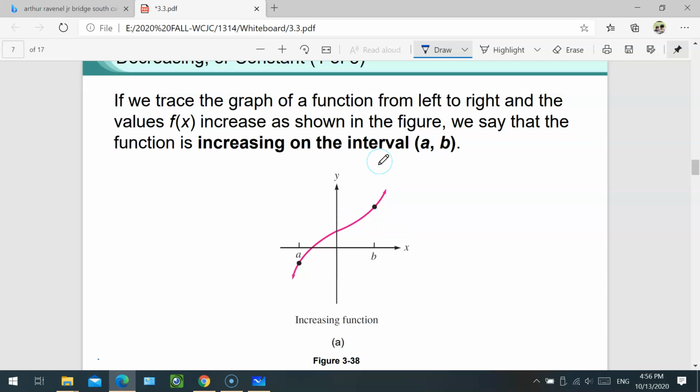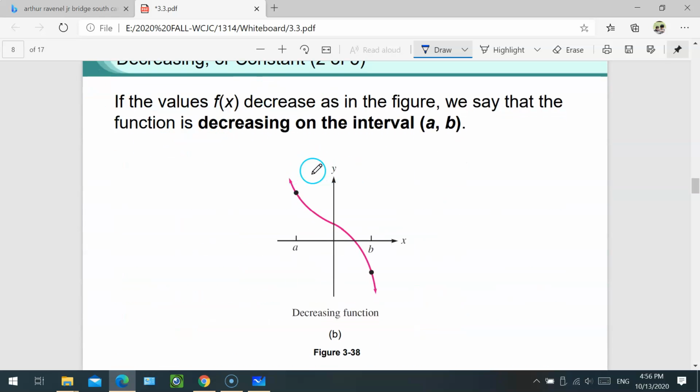So from the left to the right, if the value of f of x increases as shown in the figure, we say that the function is increasing on the interval from a to b. On the left-hand side, this is the a value, and on the right-hand side is the b value. During this interval from a to b, how does the graph act? When you look at the curve of the graph from the left-hand side, I trace the curve. It just continues to increase. So the interval from a to b, we call that increasing on the interval.